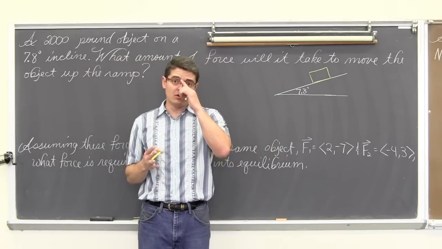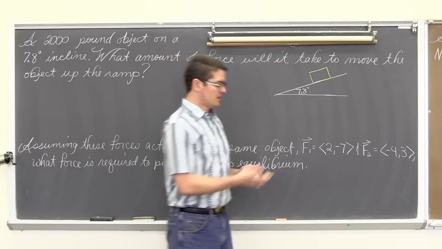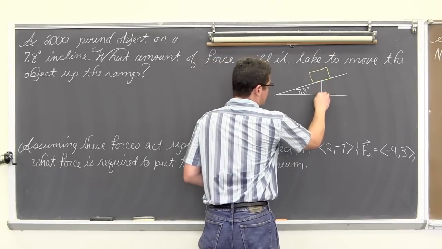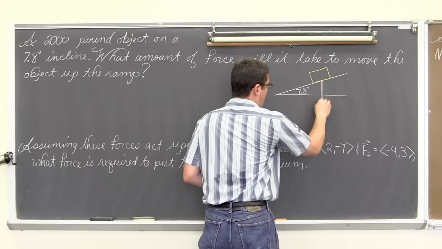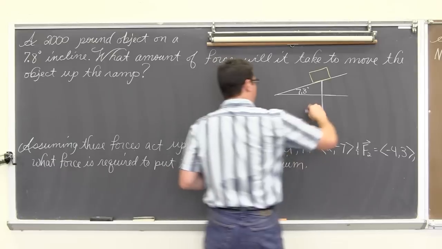Okay, well, what does gravity do? Gravity doesn't pull us down at an angle. Gravity pulls us straight down to the earth. So we have a vector coming down here that represents gravity, and that gravitational force is 2,000 pounds.